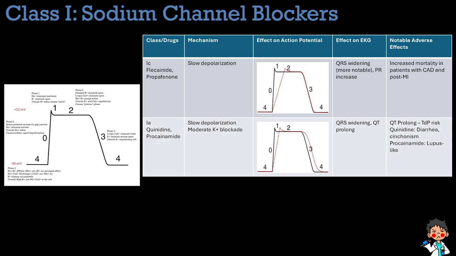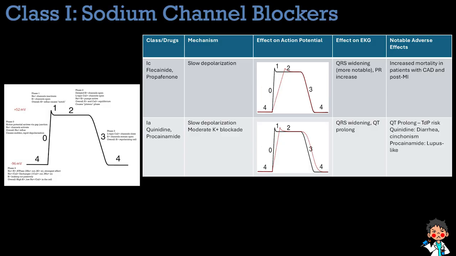Now, recall that phase 3 is the part of the action potential where potassium is flowing out of the cell to repolarize it, right? So if I have a moderate potassium channel blockade, then of course this part of the curve, phase 3, would shift slightly to the right, because it's taking a bit longer since I closed off some of those potassium channels.